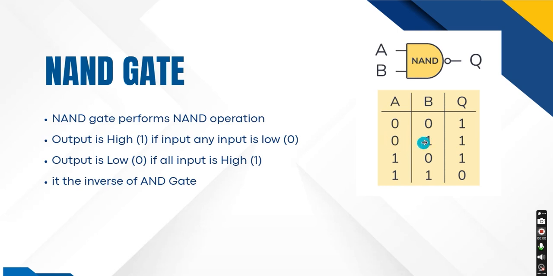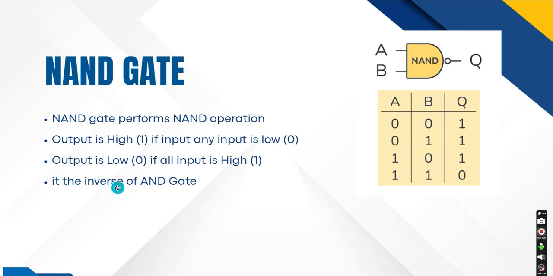A is low, B is high. The output is going to be high because A is low; it meets one of the conditions. Now B is low, A is high, so the output is going to be high. The last condition follows our last statement, which says the output is low if all inputs are high. So here A is high, B is also high, so the output Q is low, 0.